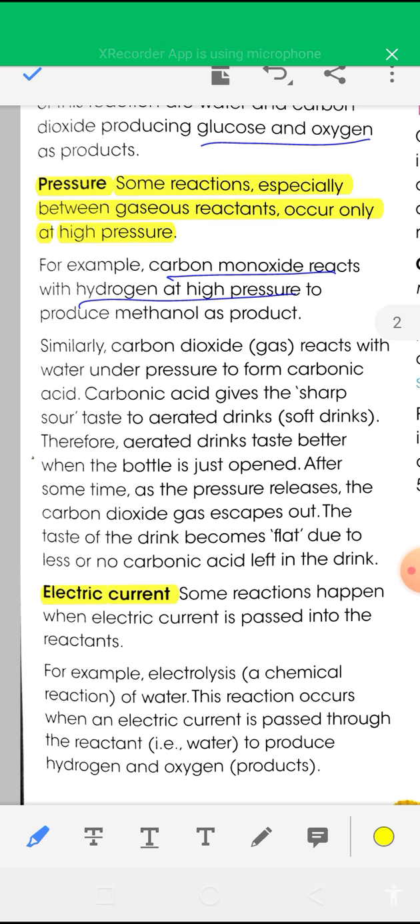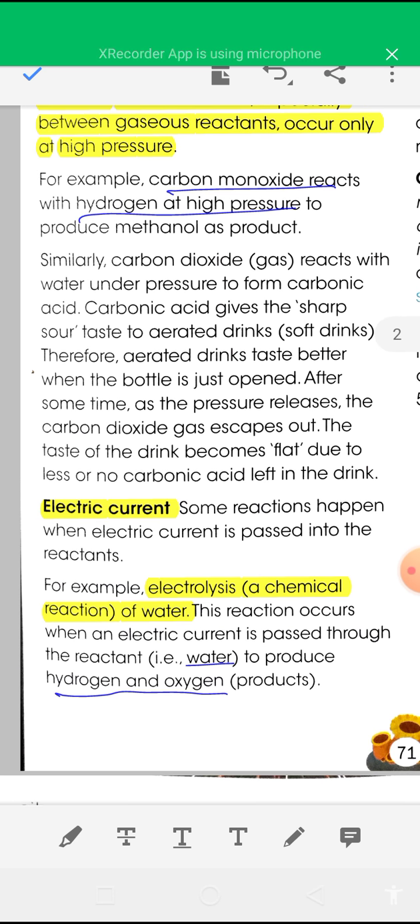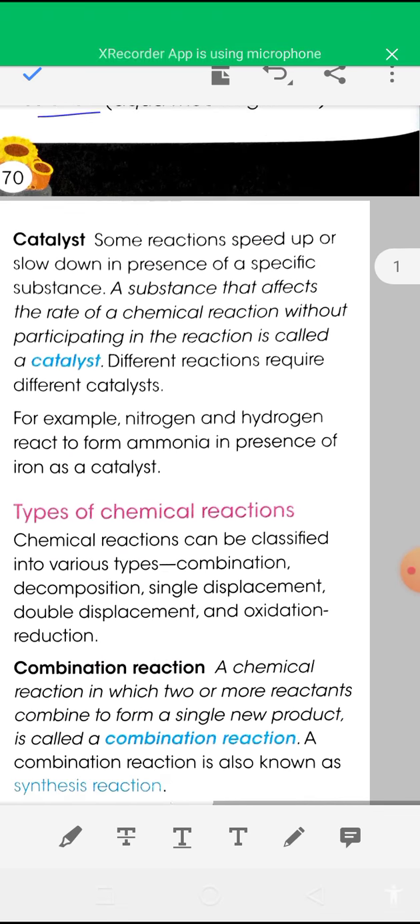Next condition is electric current. Some chemical reactions happen when electric current is passed into the reactants. For example, electrolysis of water. It is a chemical reaction. When electric current is passed through water, it will dissociate and produce hydrogen and oxygen gas. So in this reaction, electric current is an important condition.